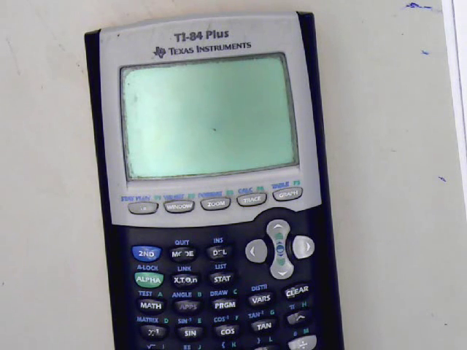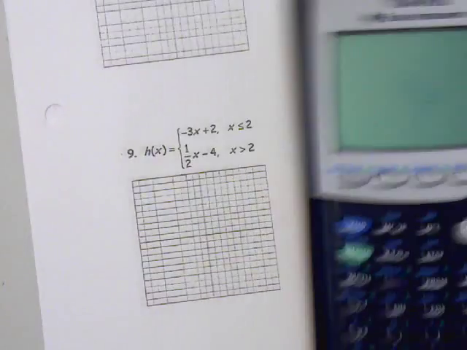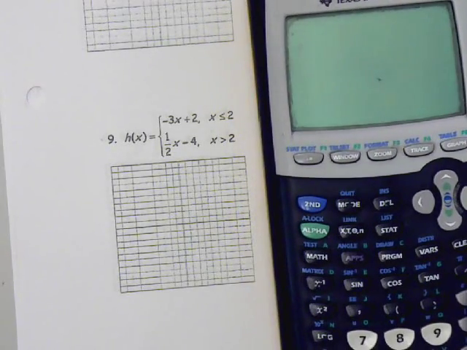Okay, so we're going to go over how to take this. You ready for this? Now let's do number 9. We're going to put this in our calculator. This is how we're going to do number 9. We're going to go to y equals.